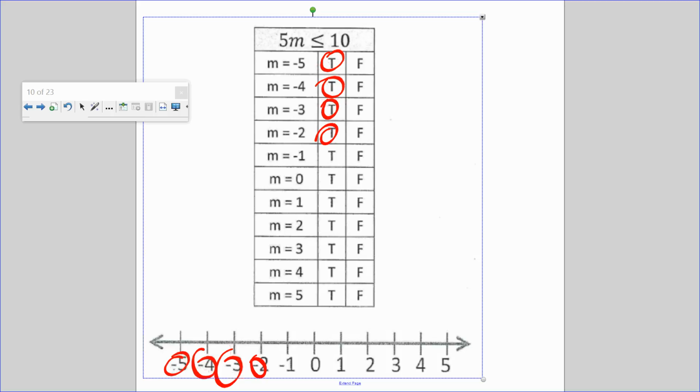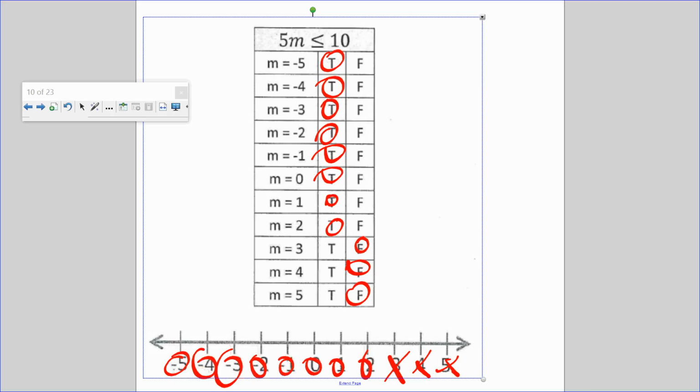5 times negative 1 is negative 5. That's less than 10. Circle it. 5 times 0 is 0. Is that less than 10? Yes. Circle it. 5 times 1 is 5. Is that less than 10? Yeah. Circle it. 5 times 2 is 10. Is that less than or equal to 10? Yes. Circle it. 5 times 3 is 15. Is that less than 10? No. Cross this out. 5 times 4 is 20. That's not less than 10. Cross it out. False. 5 times 5 is 25. Nope. Cross this out.